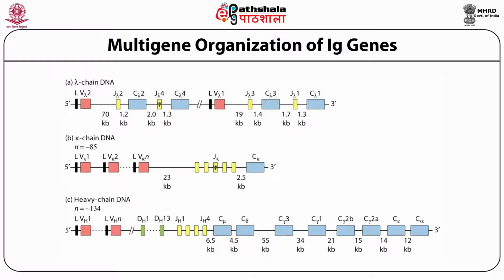There is a large number of variable regions. Similarly, we have a large number of diversity genes, a large number of J segments, and many constant regions. A random combination of one V with one D, one J, and one constant region gives rise to a large number of immunoglobulin genes.